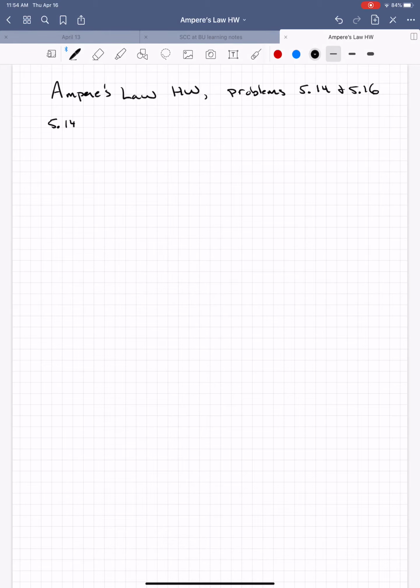So I'm going to work out two of the Ampere's law problems here. The solutions are in the homework, but I'm going to work them again from scratch with some voiceover. So the first one is problem 5.14.